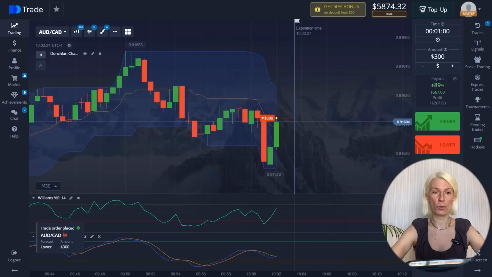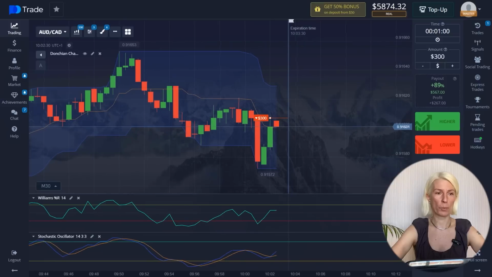I opened a down trade for 1 minute with $300. When making this decision, I was guided by the price movement over the past 6 minutes, when, after reaching one of the lines of the Donchian indicator, the price made a reversal. The Williams percent range and stochastic indicators were not taken into account.